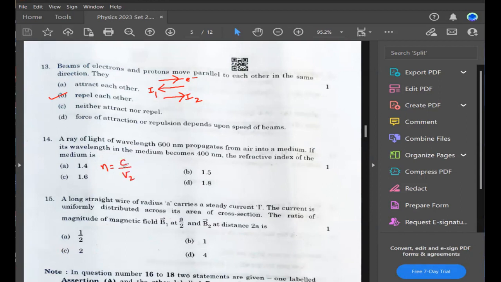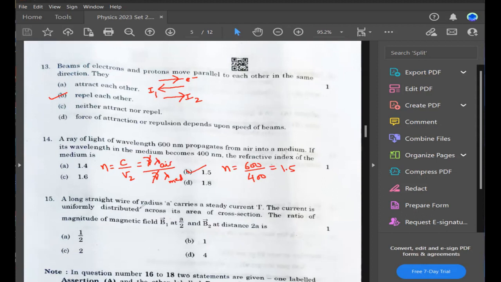Okay, the first medium is air. So the speed of the light will be C and V2. And C we know is equal to nu lambda in air. V2 is the speed of the light in the medium, nu into lambda in medium. Okay, the frequency does not change. Whenever the ray of light moves from one medium to another, frequency does not change. So the refractive index is equal to lambda in air, which is given as 600 nanometer, upon lambda in medium, which is 400 nanometers. So this is equal to 1.5.